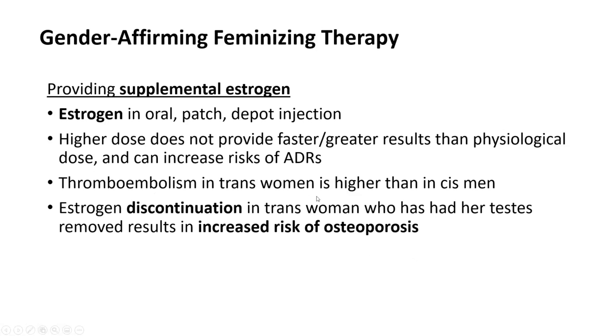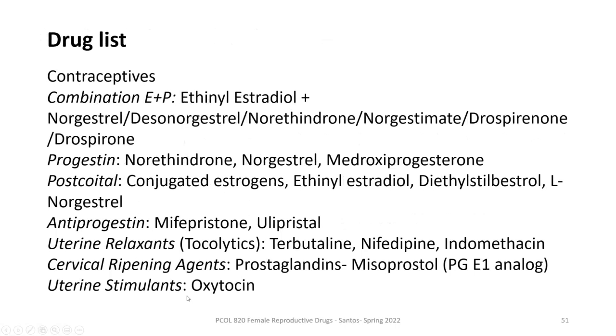Thromboembolism in trans women is also higher than in cis men. And higher doses of supplemental estrogen do not provide faster or greater results than the physiological dose, but do increase the risk of adverse effects. And this is our drug list.